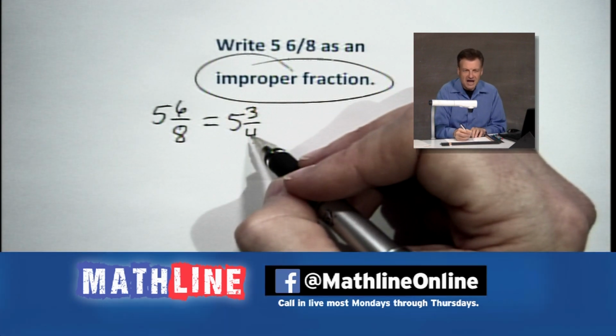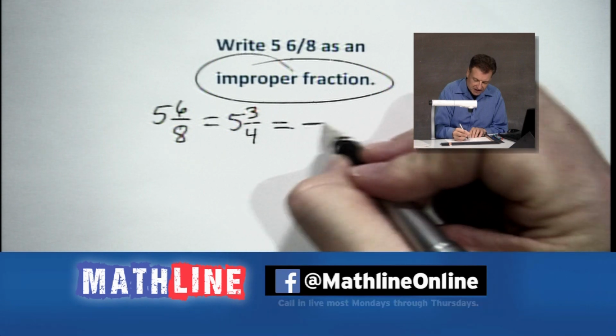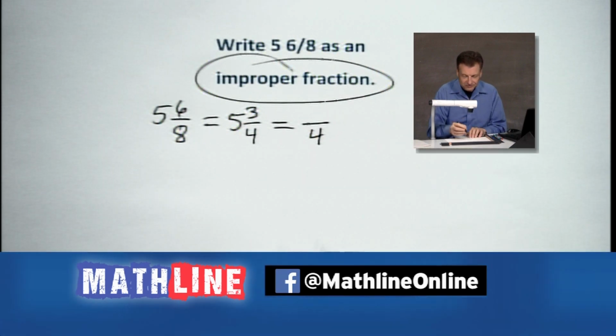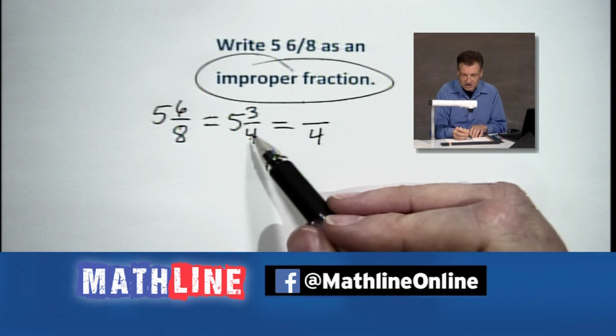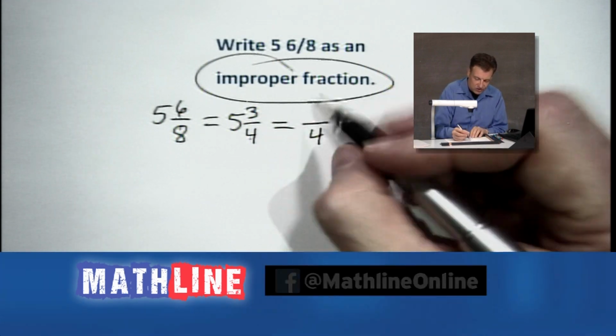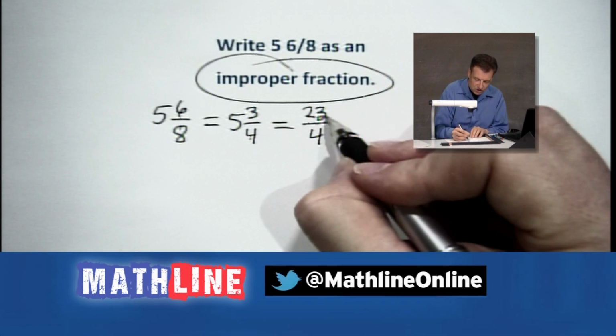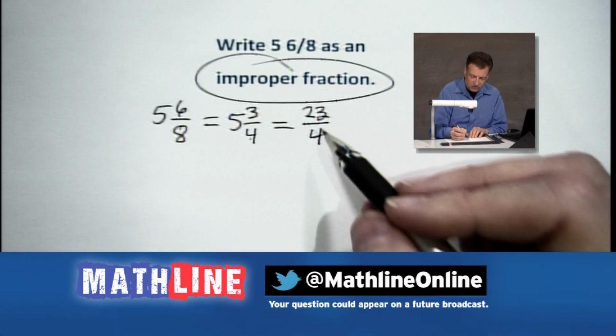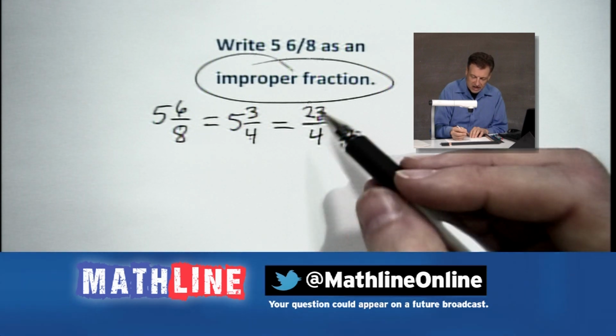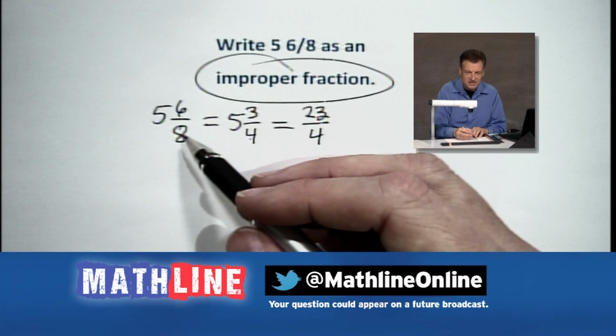Oh, very easily, right? Remember, keep that 4 right there. And we go 5 times 4, which will give you 20. Add 3. You got 23. Does it work back in reverse? Well, it certainly does. And you know 3/4 will go back to 6/8.